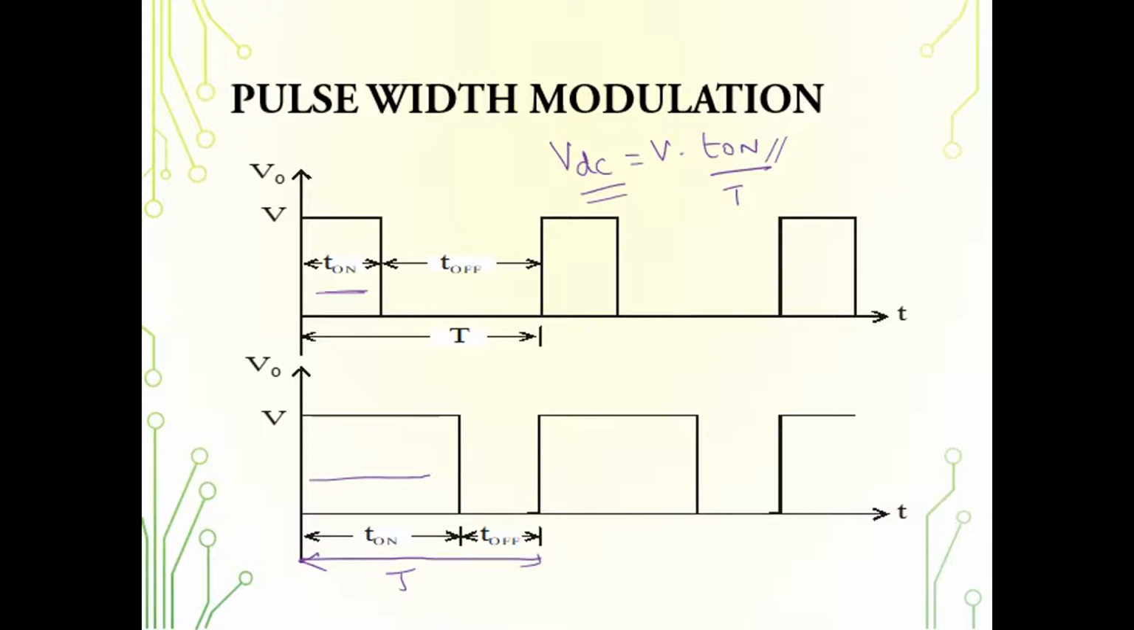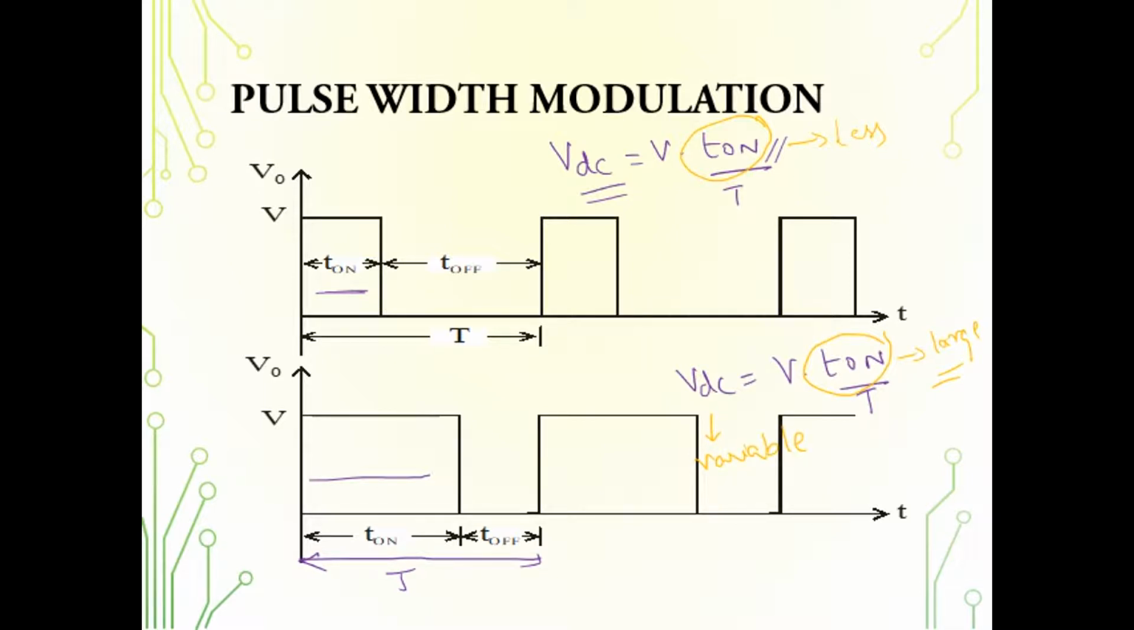For this second waveform also, the expression is the same. The expression is not going to change, but what is going to vary? It is the on period, which is T on. Here it is a very small duration, and here it is a large duration one. So we will obtain a variable DC output voltage by varying the on period.